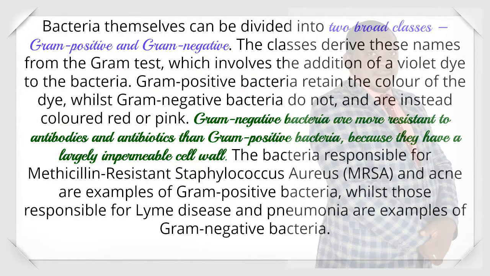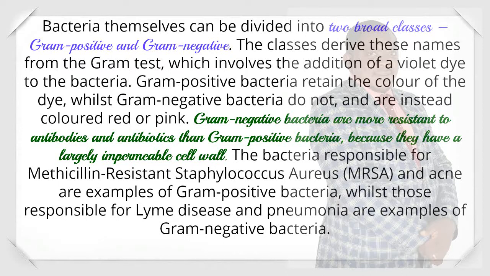Bacteria themselves can be divided into two broad classes, gram-positive and gram-negative. The classes derive these names from the Gram test, which involves the addition of a violet dye to the bacteria. Gram-positive bacteria retain the color of the dye, whilst gram-negative bacteria do not and are instead colored red or pink.